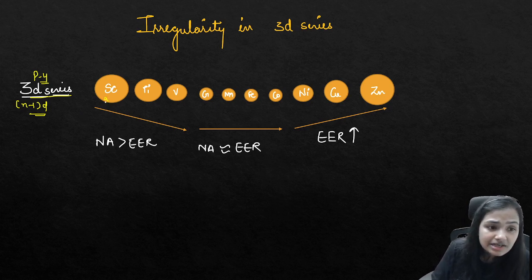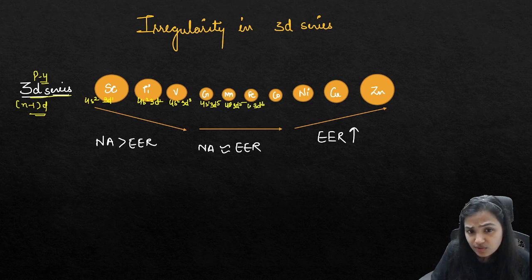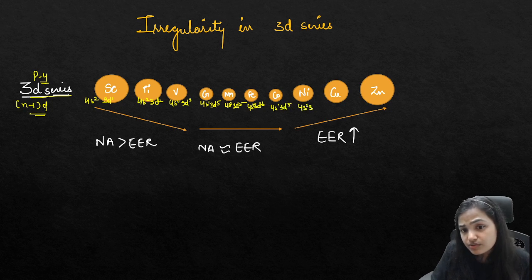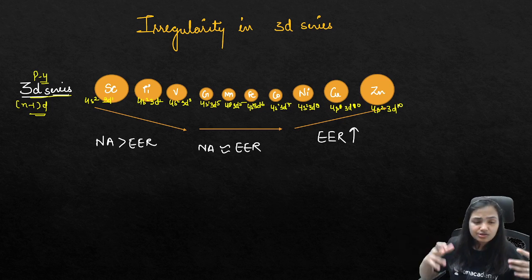So scandium is 3d1, and we could write it like 4s2 3d1. This is 4s2 3d2. This is 4s2 3d3. This is 4s1 3d5. This is 4s2 3d5, and this is 4s2 3d6. This is 4s2 3d7. 4s2 3d8. This is 4s1 3d10, and this is 4s2 3d10. So these are the electronic configurations. I hope you already know about it.